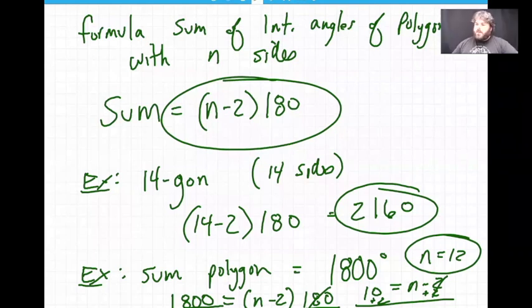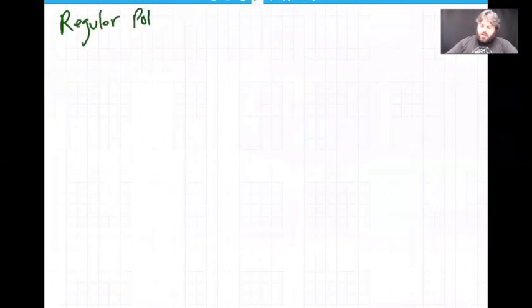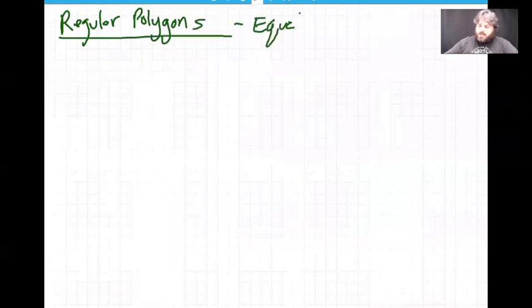All right. So on to what we call regular polygons. Okay, these are special kinds of polygons. Basically, they have equal side lengths.